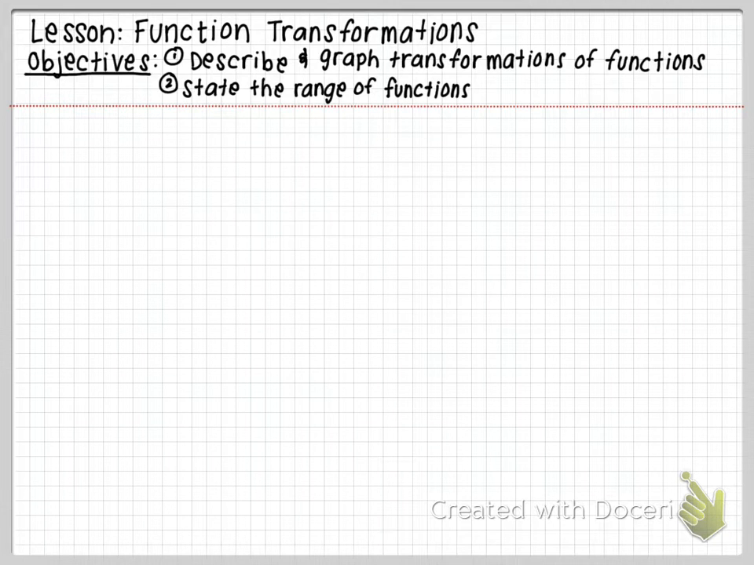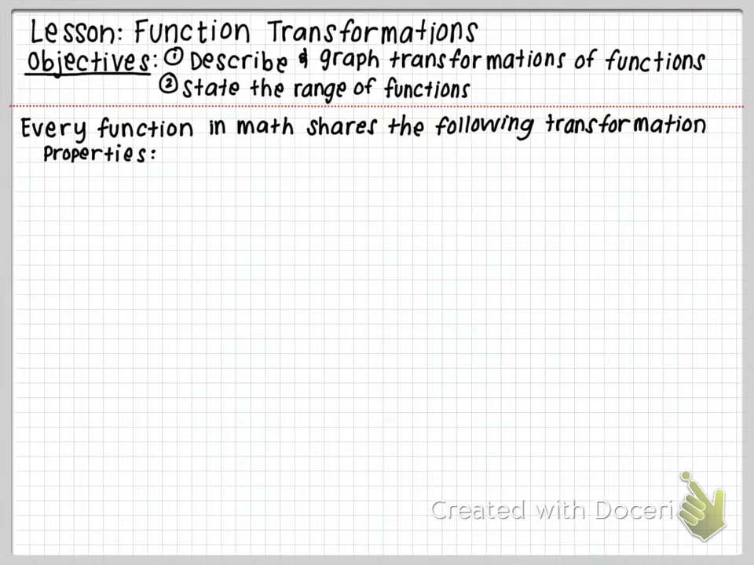So, the first thing we're going to look at is that every function in math shares the following transformation properties. F of x, so this line right there, is transformed into this whole thing. Okay, now if you're looking at that and you're like, what the heck? Remember, let's think back on absolute value functions. So if you're looking at your paper, look up at the screen really quick.